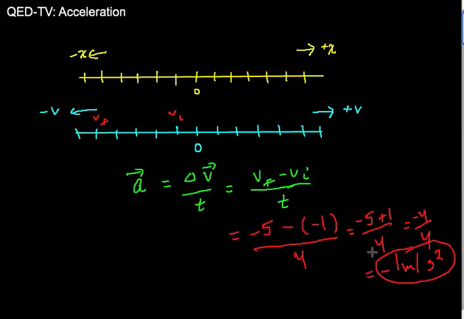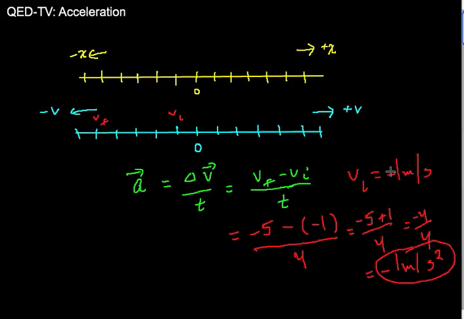What I'm trying to show you here is that with acceleration, you're going to see a negative or a positive, but you don't really know right offhand whether that means you're speeding up or slowing down. You need to compare it to your initial velocity vector. So my initial velocity vector here was negative 1 meter per second.